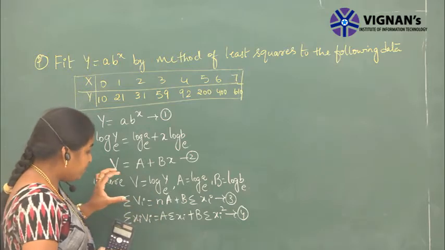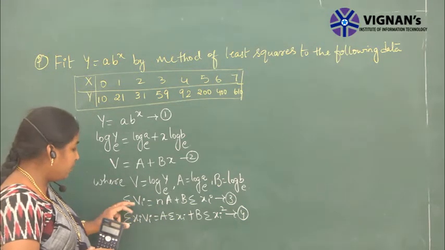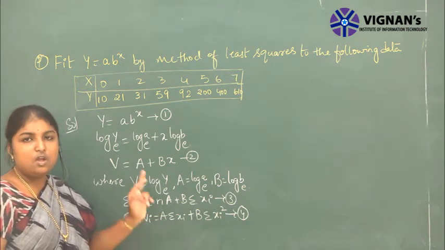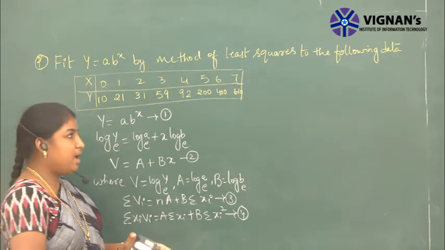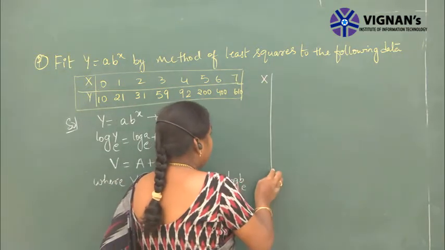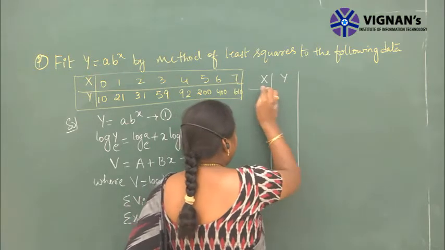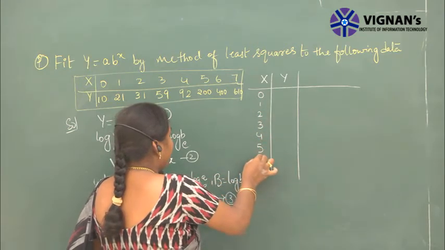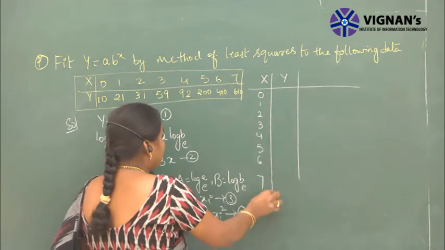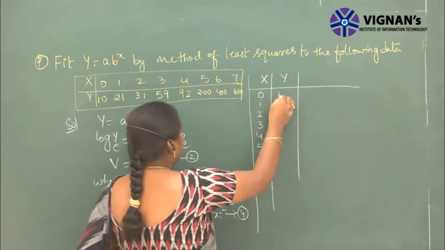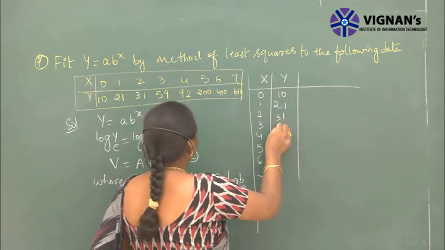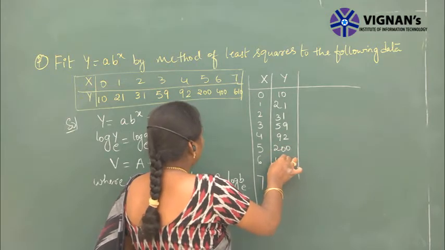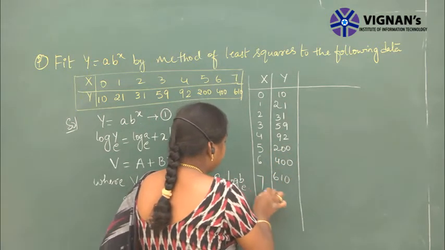So for solving these two equations, we want summation Vi, summation xi into Vi, and summation xi square values. For these values, we are constructing a table. The x values given are 0, 1, 2, 3, 4, 5, 6 and 7. And the y values are 10, 21, 31, 59, 92, 200, 400, 610, right?